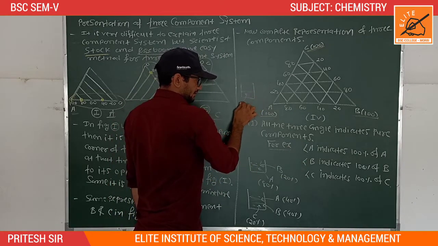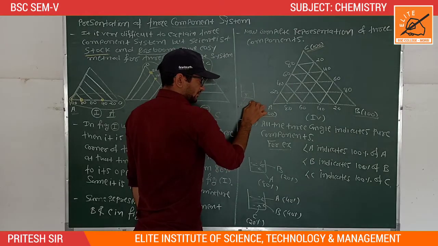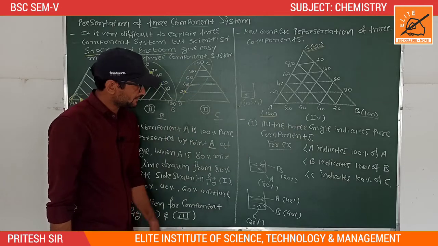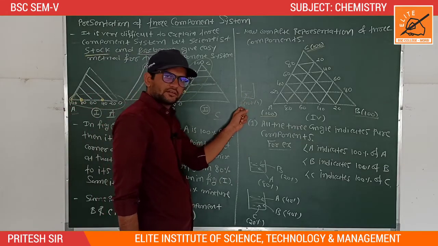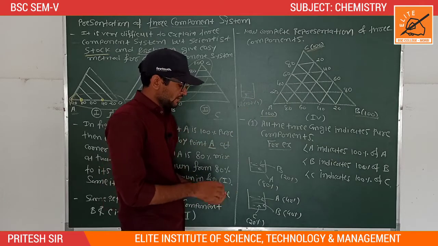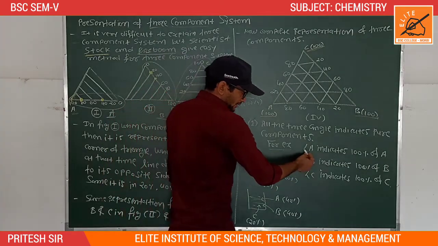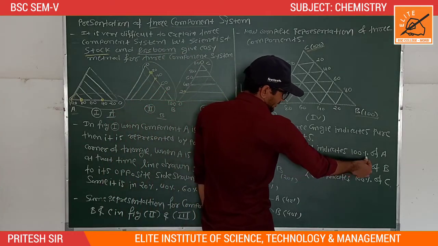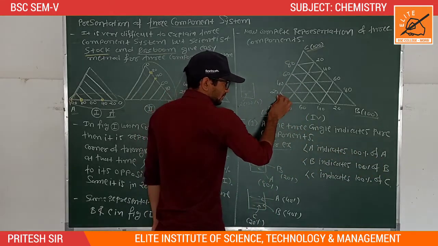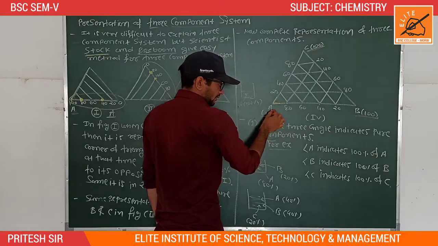A is 100%. It means no other components are mixed. Only A is present. A is 100%, so only component A is present. No other components are present in this system. So corner A indicates 100% of A.